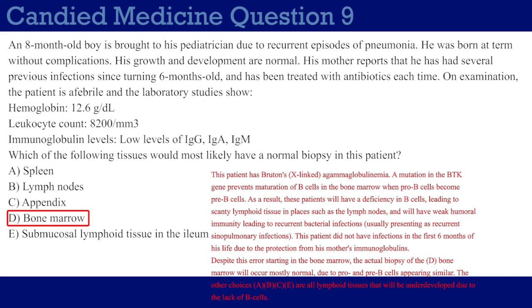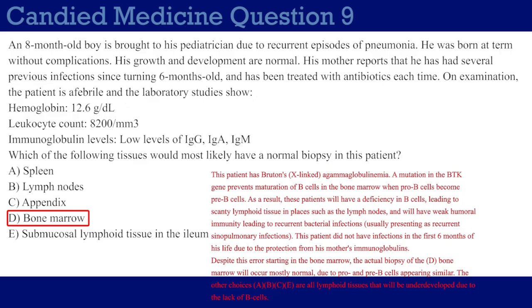Every single other answer choice here is a lymphoid tissue that normally has a bunch of B cells in them. The spleen has both T and B cells normally. You wouldn't really see the B cell areas, or they'd be atrophied or something. And the same thing goes for every other answer choice. As I said, lymph nodes, they would be atrophied. Appendix usually has a lot of lymphoid follicles, but that doesn't exist because you don't have B cells.